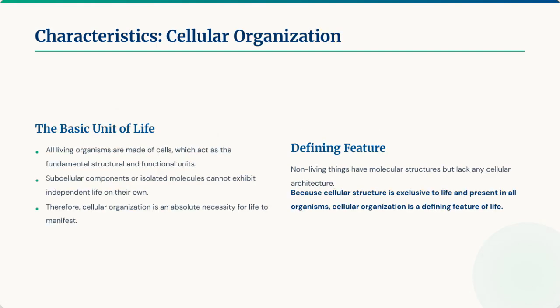When we talk about the basic unit of life, we are referring to the cell. It's important to understand that while non-living things may have molecular structures, they do not possess any cellular architecture. This cellular structure is unique to living organisms and is found in every form of life. Essentially, all living things are made up of cells, and these cells serve as the fundamental building blocks, both structurally and functionally. It's also crucial to note that subcellular components or isolated molecules alone cannot sustain life independently. They need to be organized within a cell to function properly.